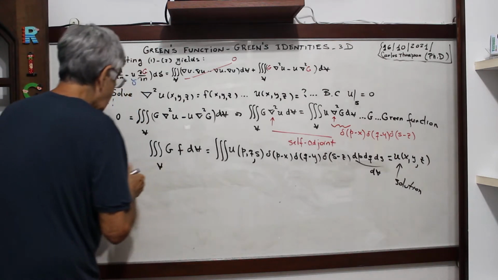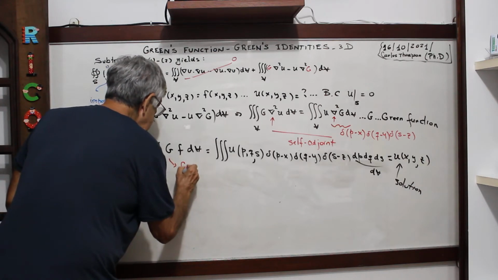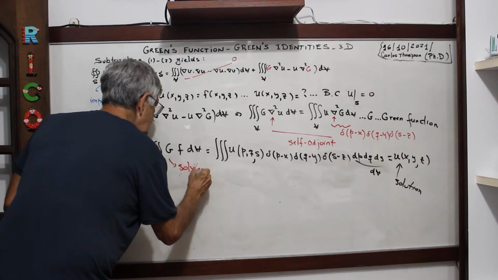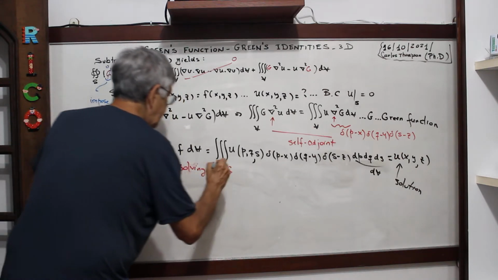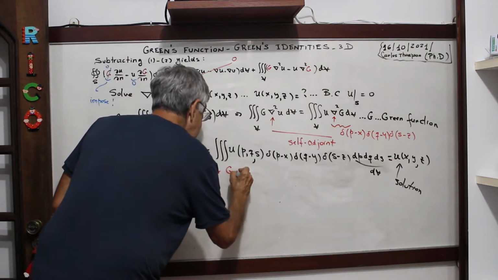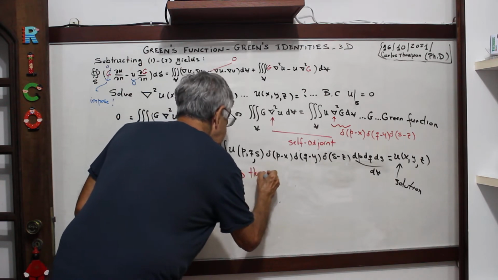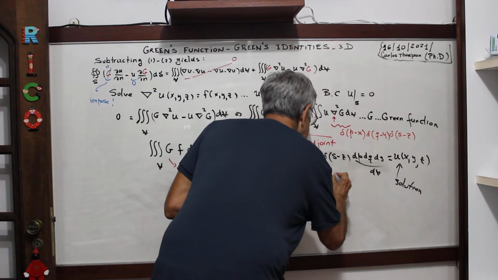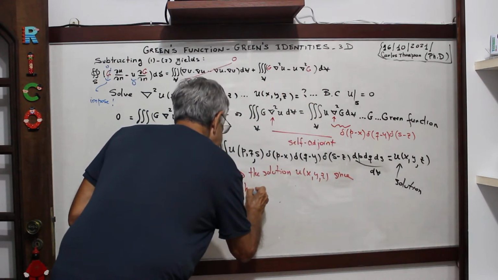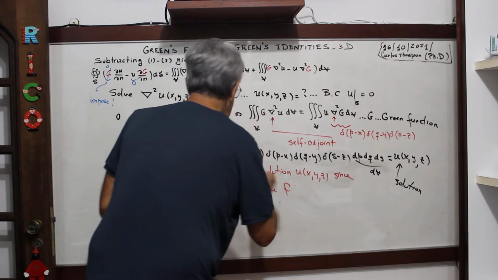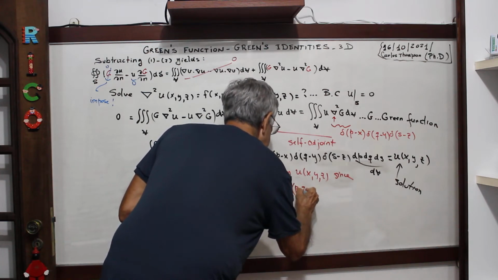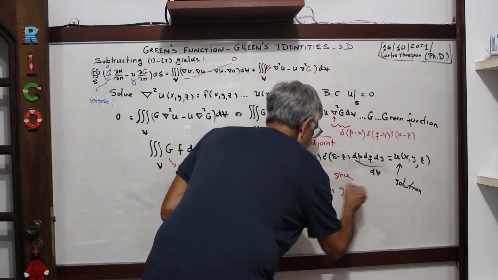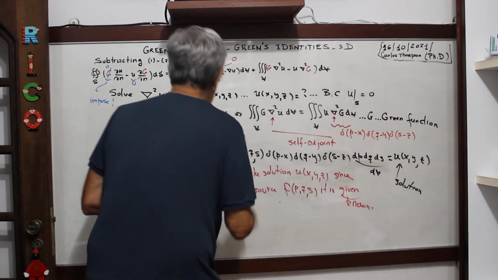Now, look at this. Solving for G, this implies the solution U, X, Y, and Z, since the source F, okay, let's plug here, Q, S, is given, or it is known. You see, this is known.